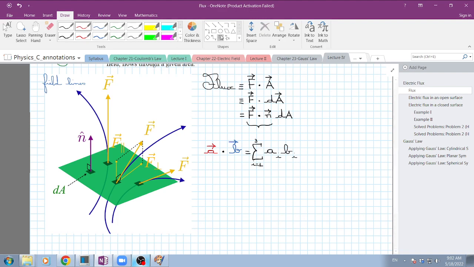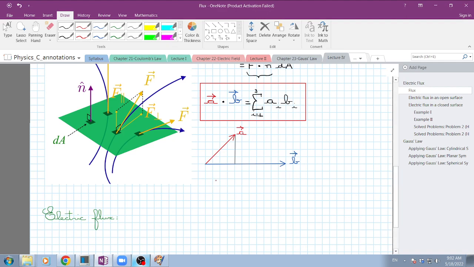And we also know what this represents geometrically. The scalar product between two vectors represents the projection. You have this vector A, and you are interested geometrically in this projection here. The scalar product is actually the magnitude of vector A multiplied by the cosine of the angle between the vectors.